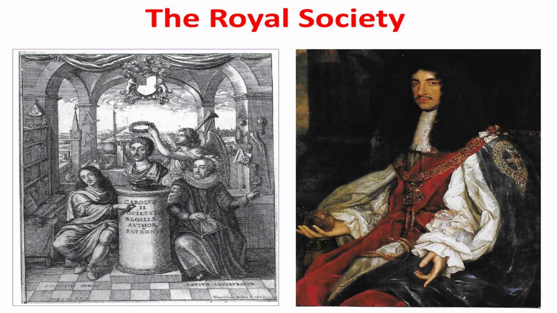The engraving on the left, from an early history of the society, captures the spirit of Restoration science. It shows the crowning of the king with the laurel wreath, while the surrounding books and scientific instruments indicate the practical and experimental interests of the members.